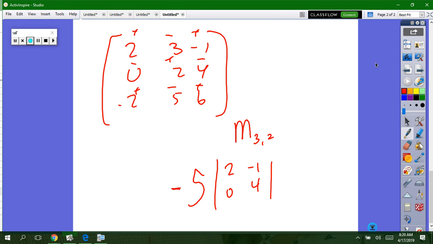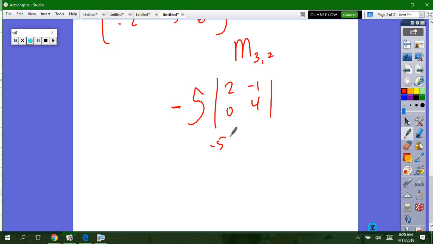So what would be that specific determinant? Negative 5 times 8 minus 0, which is negative.